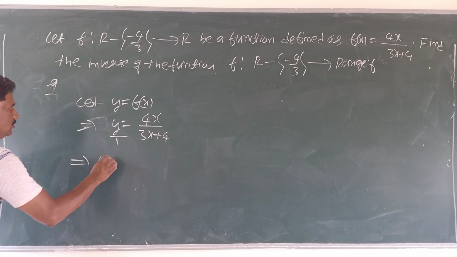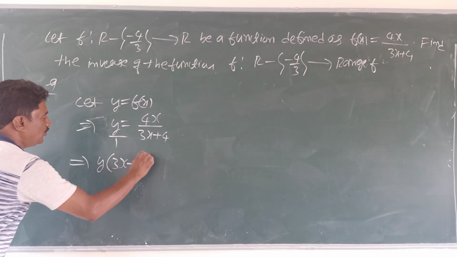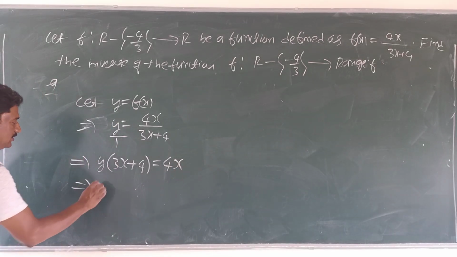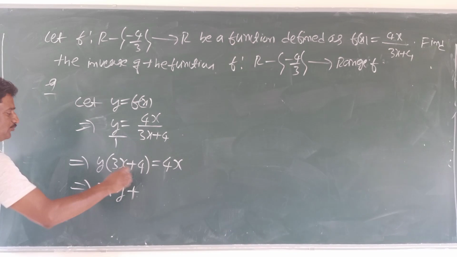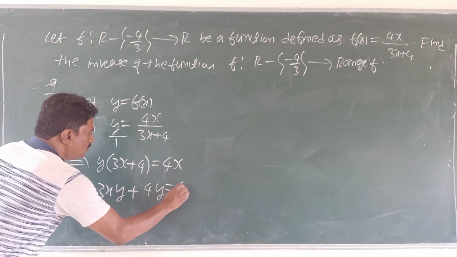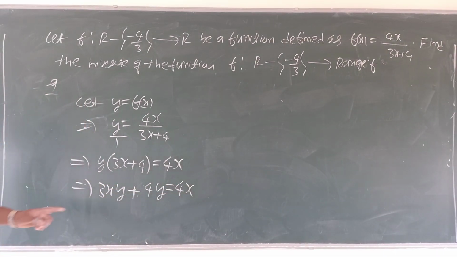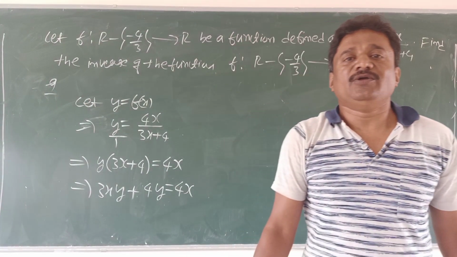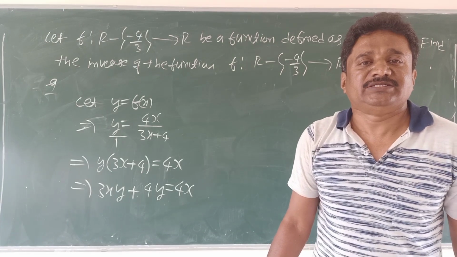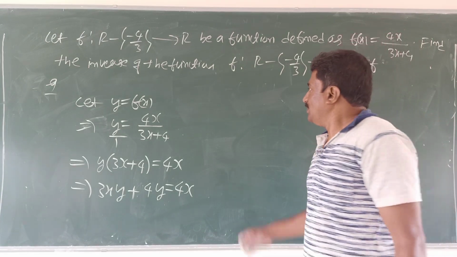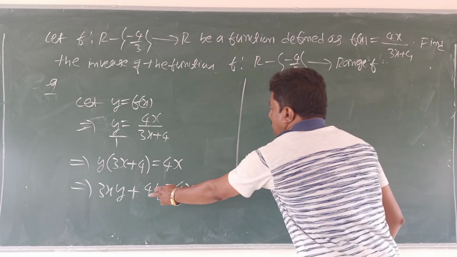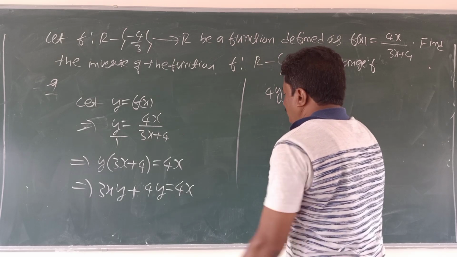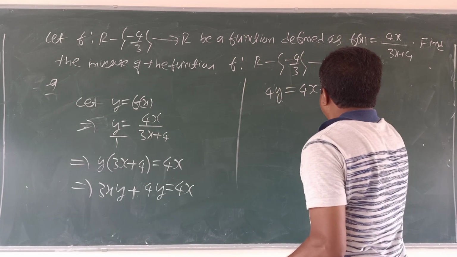y into (3x plus 4) equals 4x. Multiply by y: 3xy plus 4y is equal to 4x. Find out the x value because inverse is required. Finding inverse means finding x value. Keep this 4y here itself. 4y equals 4x minus 3xy.